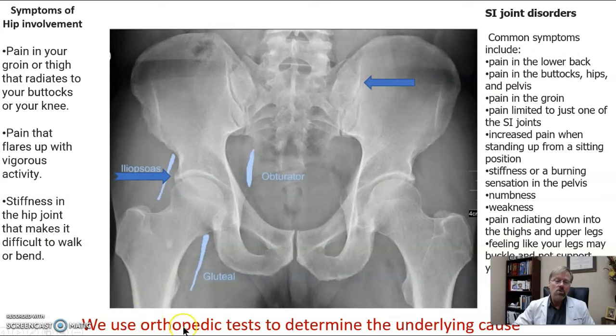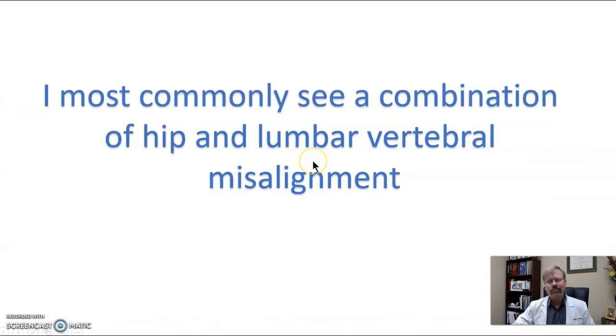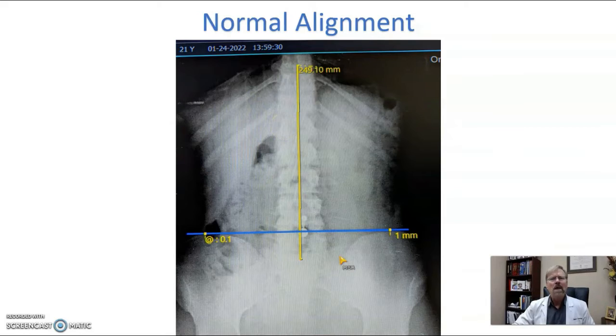Now, we use orthopedic testing as well as x-rays to determine the underlying cause. So you can see that there is some overlap, I guess I should say. So I most commonly see a combination of hip and lumbar vertebral misalignment that causes pain. Here is a normal x-ray. So if you understand what normal is, you can tell the difference from abnormal.